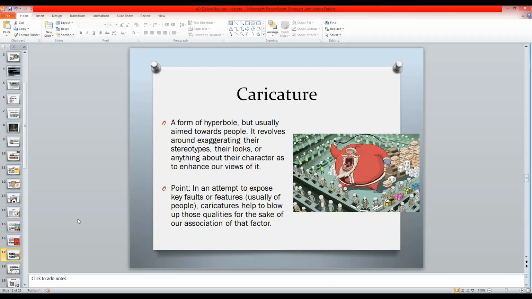So caricature. Caricatures are basically hyperboles, but they're aimed towards people. So in this case, it's exaggerating their stereotypes, their looks, and anything about their characters. If you look at the video we saw earlier with the whole Google with people asking questions, they're caricatures of the people who would usually ask those types of questions. The jock who would come in asking for porn, right?